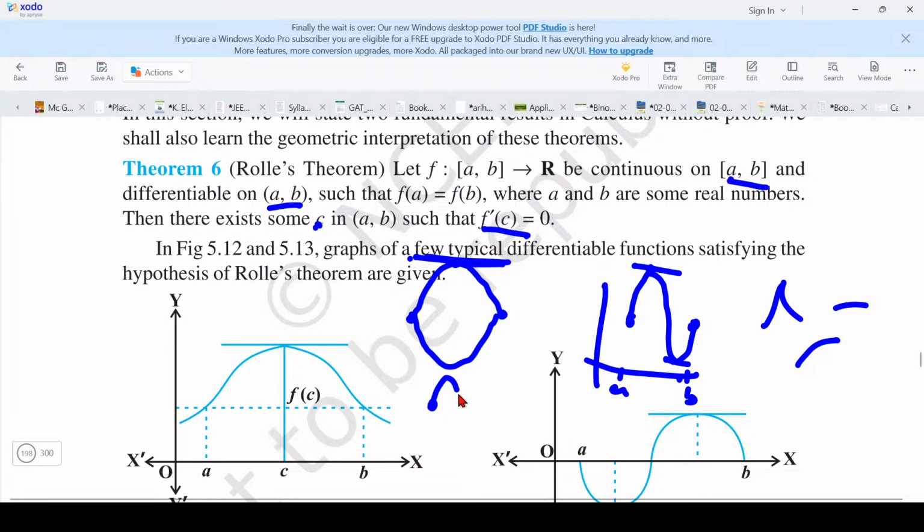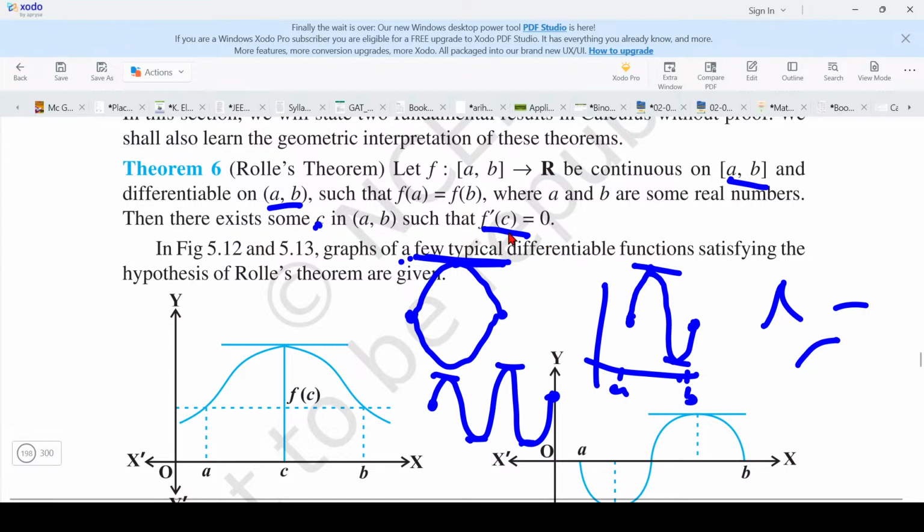There could be more points like this. It will go up and down multiple times, then there are more places where it becomes 0. But it guarantees that if you start at this point and reach the same point, and at the same time you are always continuous and always differentiable, there would be a minimum of one point where the slope will be 0. Agree now? Very basic common sense only, right?